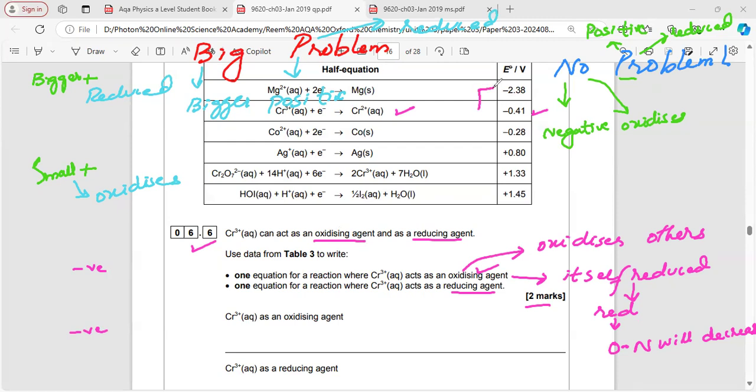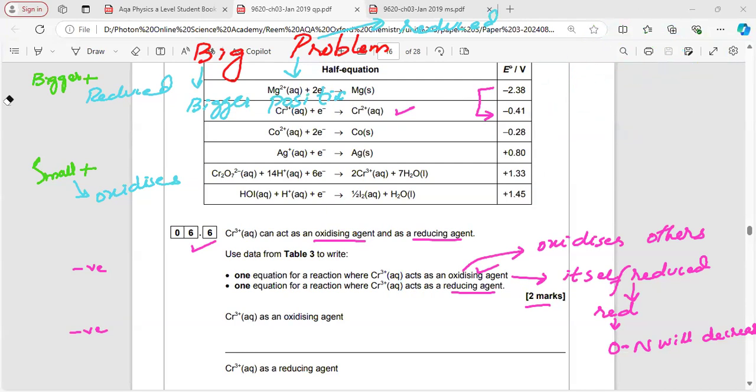So guys, if I compare these two, I'm going to erase something. When I compare these two, minus 0.41 is bigger, so it should reduce. Minus 2.38 is smaller, so it should oxidize. And yes, this is the oxidizing agent.